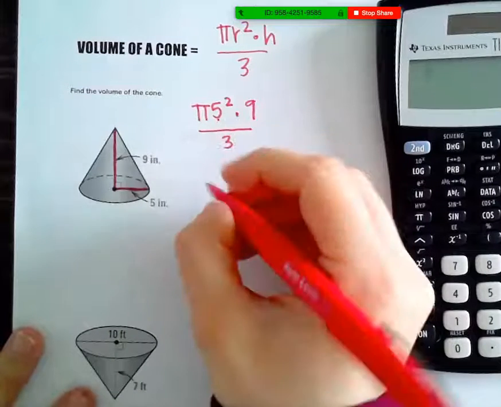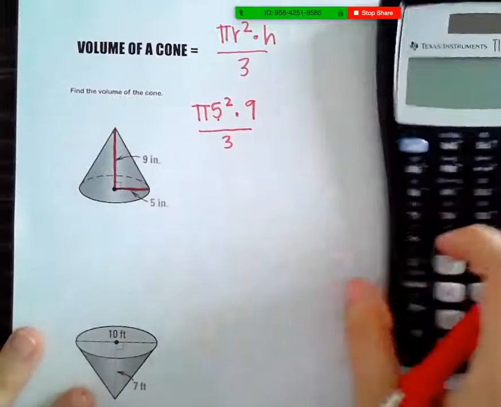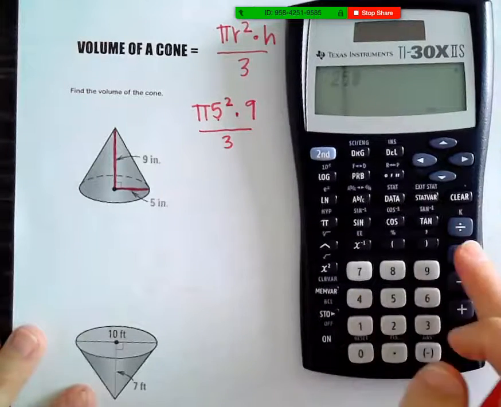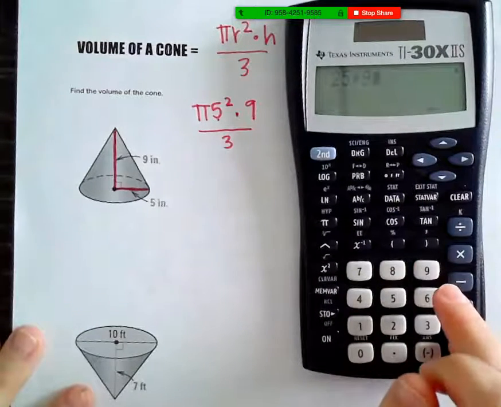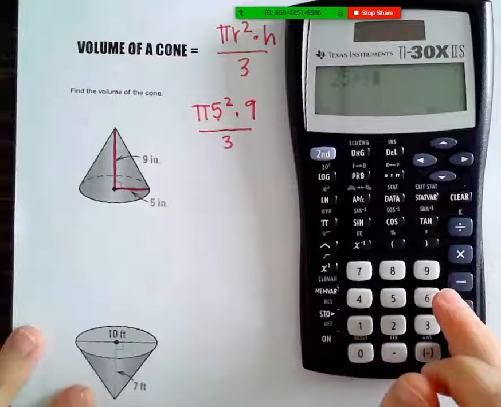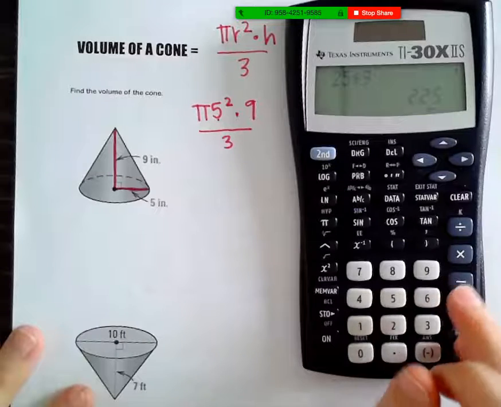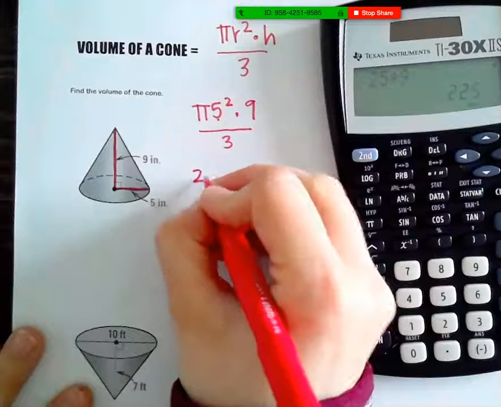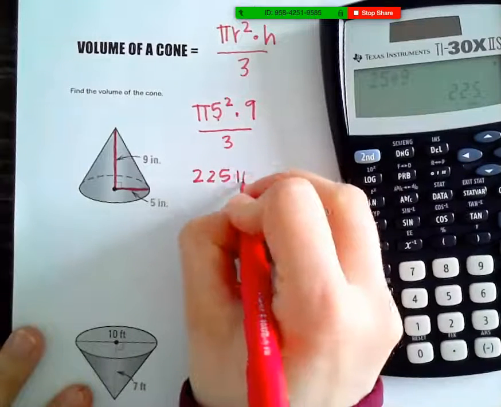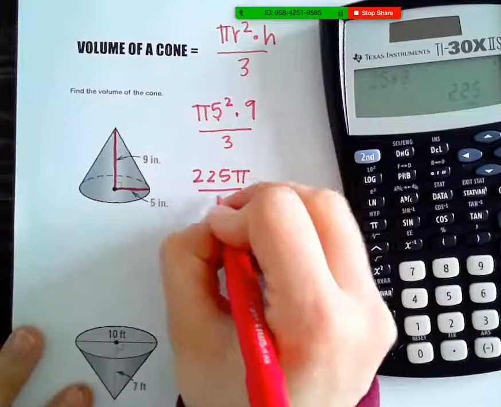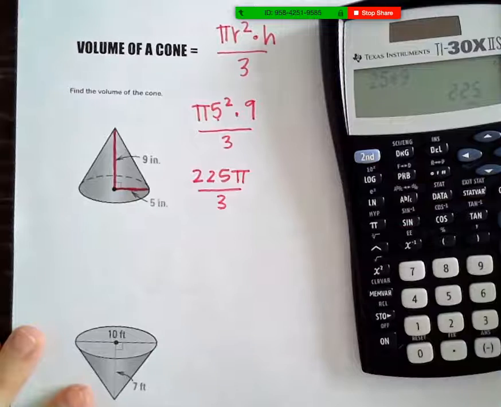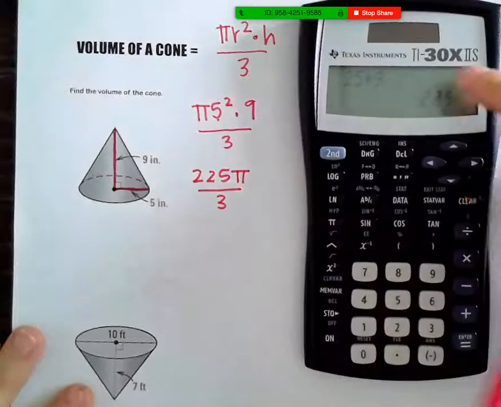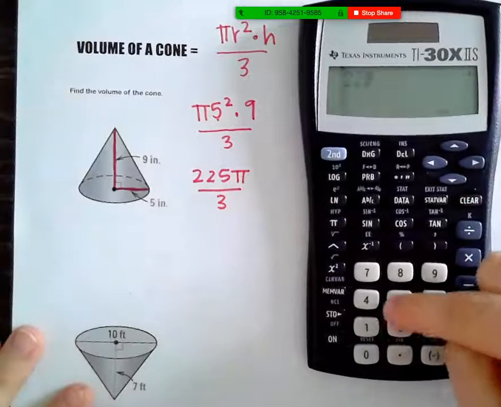And now can we type in our calculator? What's 25 times 9? 225. Are you guys okay with that? Okay, 225, good. So now we have 225 pi divided by 3. So now let's take 225 times 3.14.